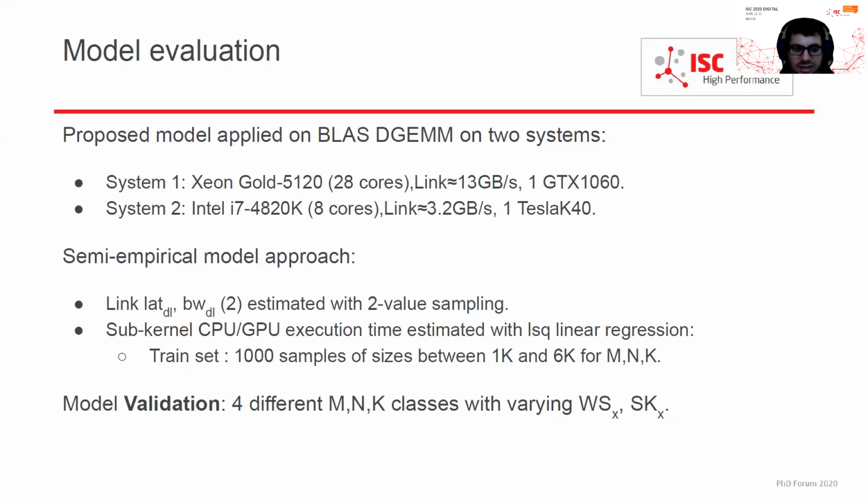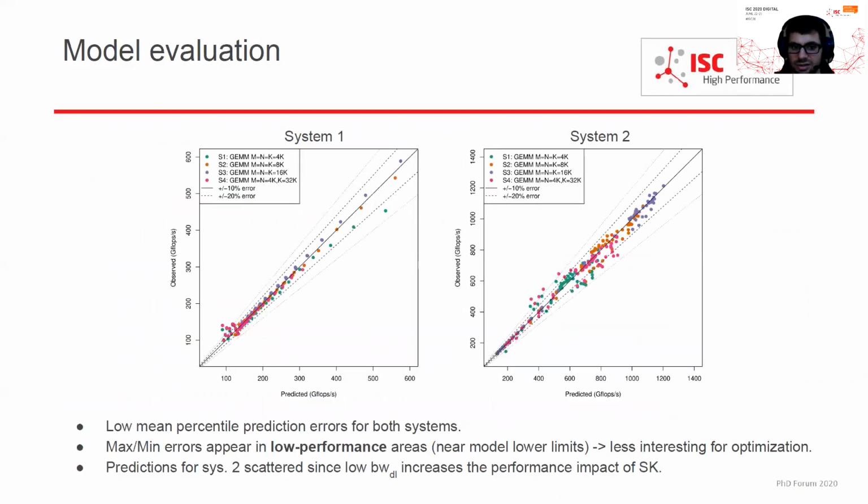Then we validated this model for 4 different classes of M, N, and K with varying workset sizes and subkernel sizes. The results can be seen here, where we compare the predicted with the observed values. As we see for both systems, we have a really low mean percentile error, which is good, and the mean and the max errors appear in the lower bottom low performance areas, which are less interesting for optimization anyway. Then we can also notice that in the case of system 2, the data is scattered through the plot, which is because performance is greatly impacted by the low bandwidth and the subkernels.